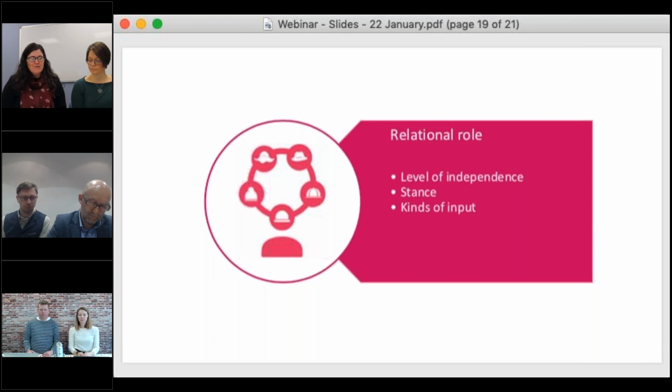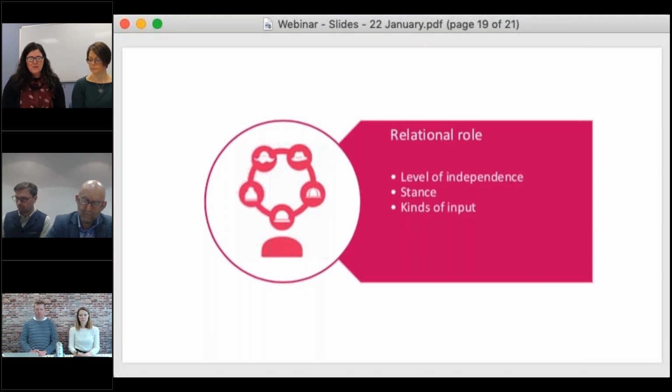The second area of relational role is what we're calling issues of stance. Now, this means, does the researcher come into the environment as a friendly and safe sounding board, or on the other end, are they intended to have a more critical and questioning role? So, for example, do they primarily fulfill the role of an advocate, a critical friend, or are they there to evaluate the service organization?